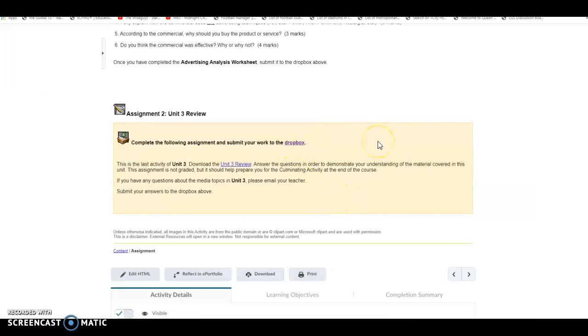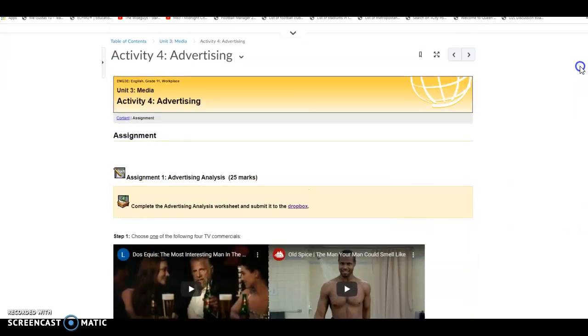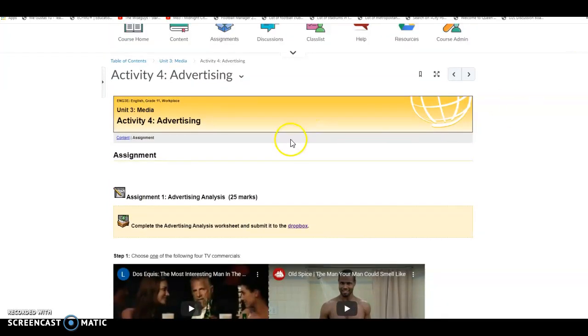Again, I will not grade them, but I will give you feedback and let you know if you properly understood what was going on in Unit 3. And that's it. Those are the 2 assignments for this week. If you have any questions about either one, please let me know.